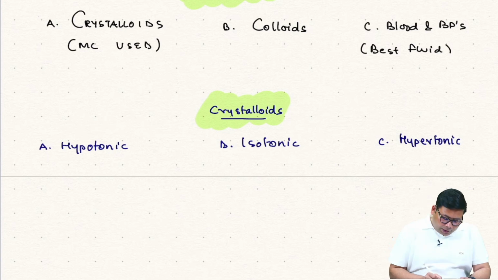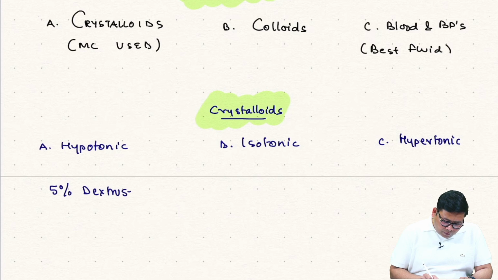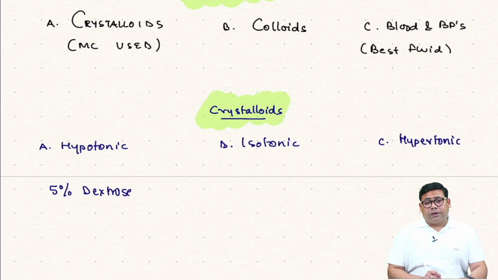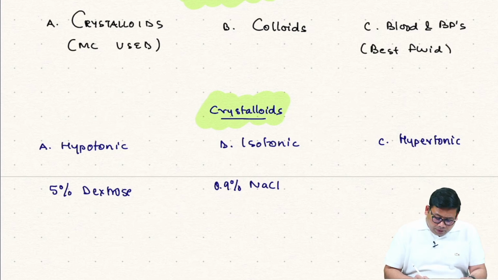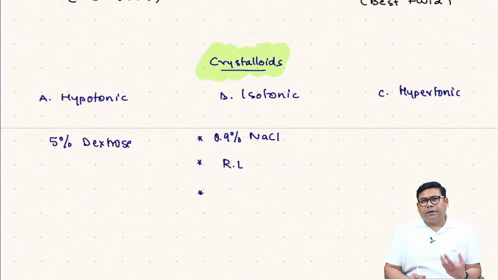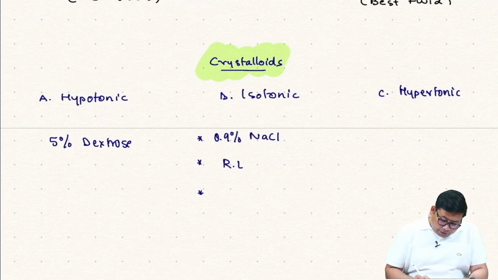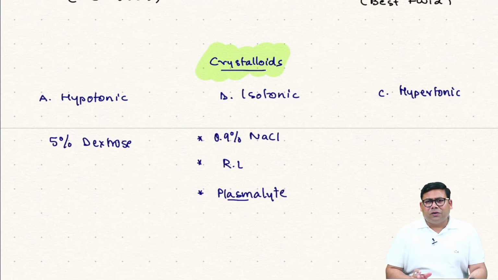Now when you talk about hypotonic fluid, we have only one fluid in this category, that is 5% dextrose. Now when you talk about isotonic fluids, we have 0.9% NaCl, I hope you know, and this is the most commonly used fluid. Then we have Ringer lactate. One more fluid that we have is plasmalite, or isolite P, isolite M, isolite G, all these things.